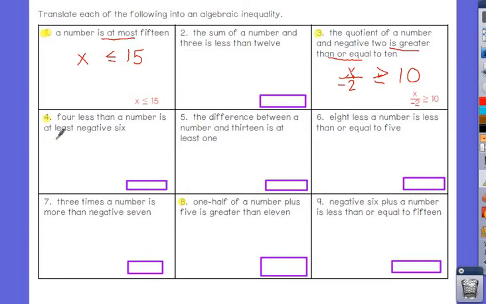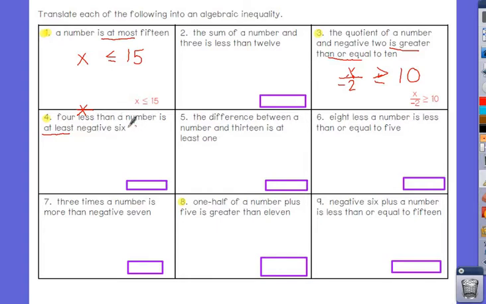Number 4. 4 less than a number is at least -6. What are my key words here? Less than and at least. Have you ever seen a problem have 2 inequality signs? No. So what is this less than acting as? A subtraction. And a few lessons back, I told you to put a star next to less than because you have to handle it special. What was that special thing? You had to read it backwards. So I'm going to read what's behind it.